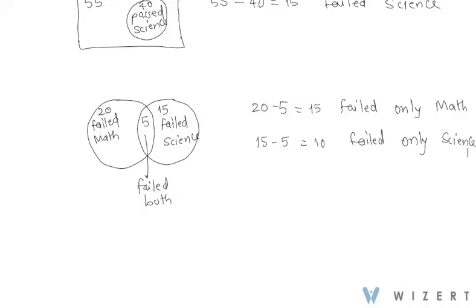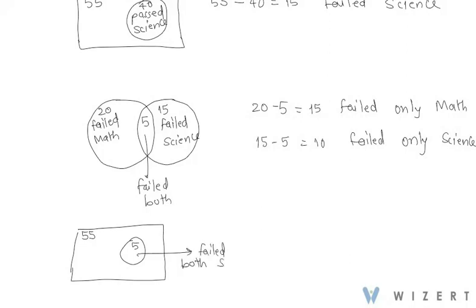Now, from this information, we can say that the total number of students is given as 55. Out of them, 5 failed both subjects. So this must mean that 55 minus 5 equal to 50. This is the number of students who failed only a single subject, either one subject or no subject. So 50 students failed only one subject or no subject at all.